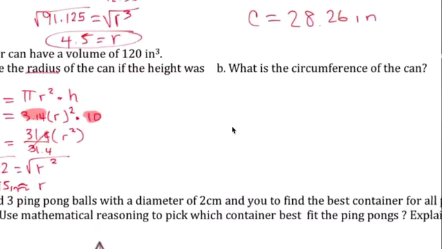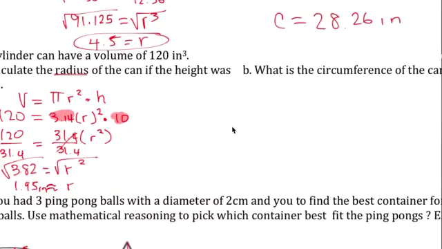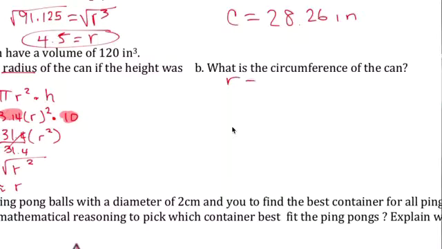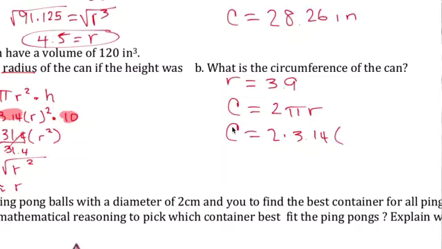Okay, and then circumference. Circumference is twice the radius, so twice of 1.95 is 3.9. Circumference equals 2 pi times radius. 2 times 3.14 times the radius is 3.9.